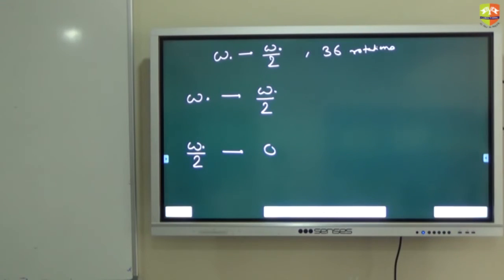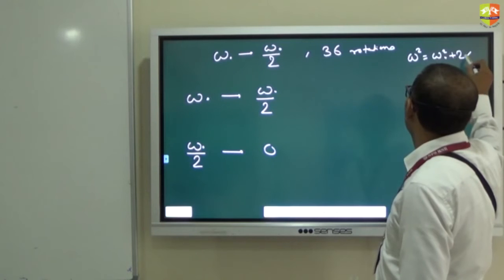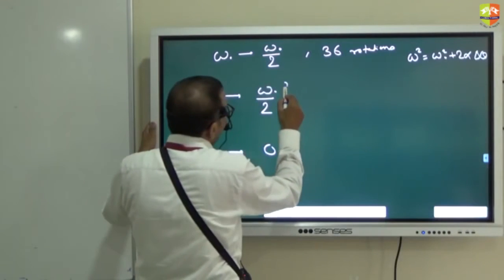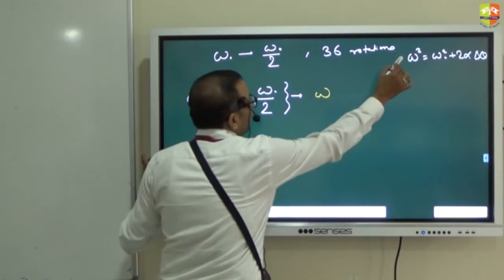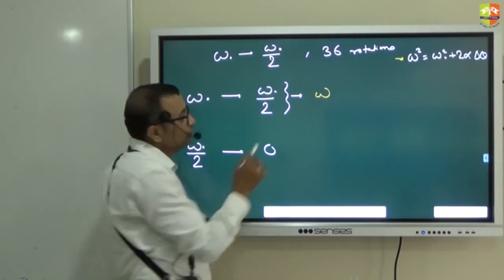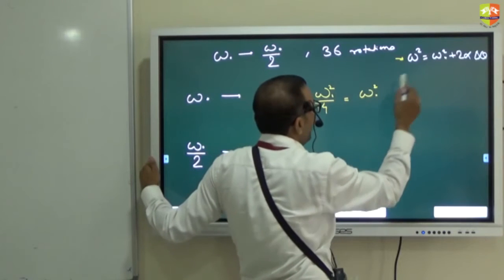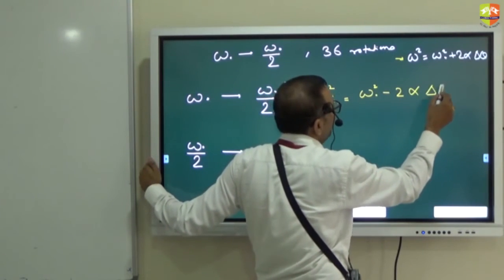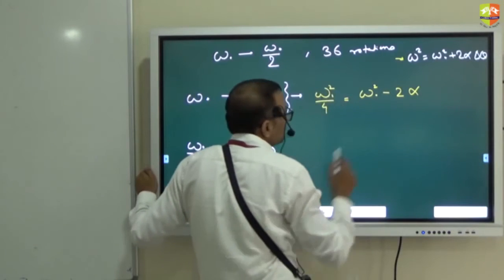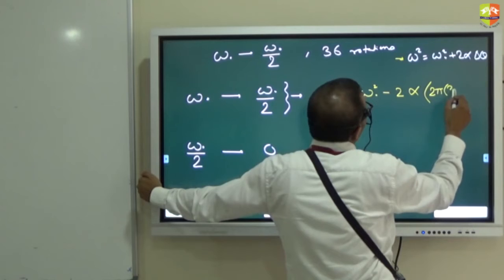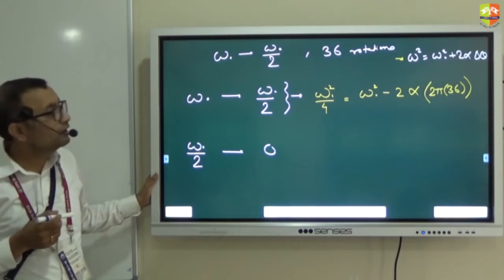Answer is 12. How will you write your equations? I am trying to use omega square equal to omega naught square plus 2 alpha delta theta. So for this situation, how should I write the equation? Final angular velocity is omega naught by 2, so omega naught square by 4 equals omega naught square, minus 2 alpha delta theta. It is deceleration, so I write minus alpha. Even if you write plus alpha, it is the same. Now delta theta is how much? 2 pi into 36, 36 rotations.